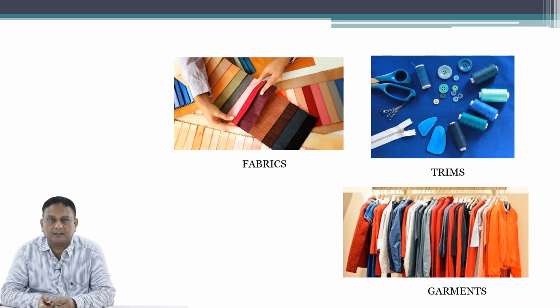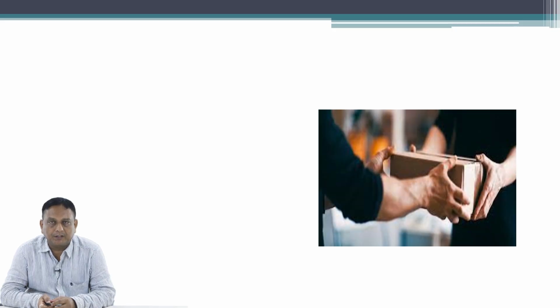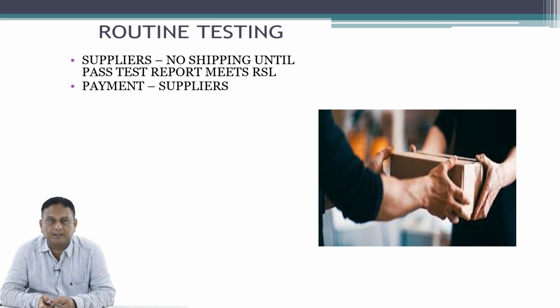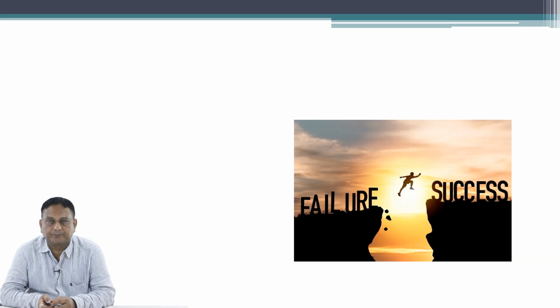So, routine testing is done at the fabric stage, trim stage, and the garment stage, and it all depends upon the testing protocol. When you are talking about routine testing, a very important thing is that it is very important for the suppliers, because no shipping will happen until there is a pass test report and it meets all the requirements of RSL. Those restricted substances which I talked about should not be present in the garment, and only then will the supplier get the payment.